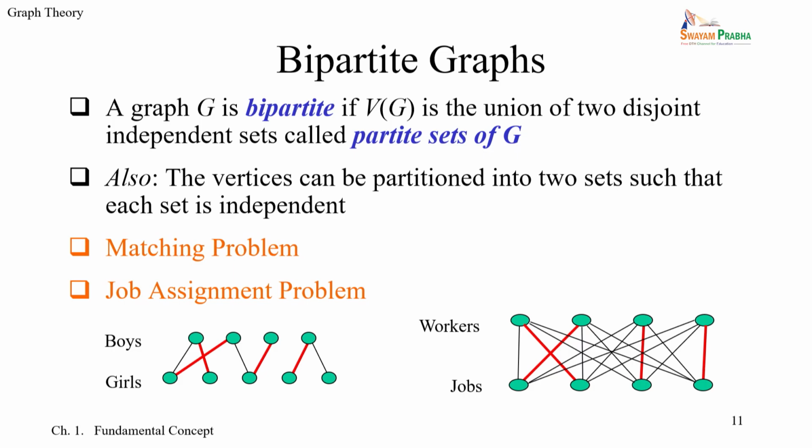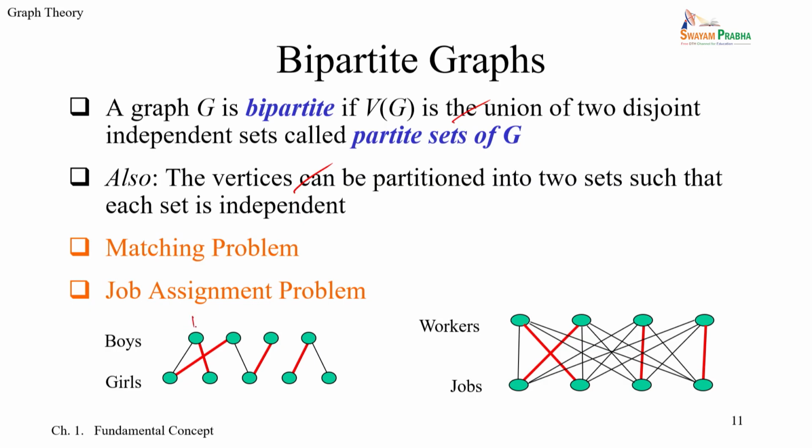Next, bipartite graph. A graph G is bipartite if V of G is a union of two disjoint independent sets, called the partite sets of G. So, the vertices can be partitioned into two sets such that each set is independent. Next one is the matching problem. You take boys and girls, and match them from domain to codomain.